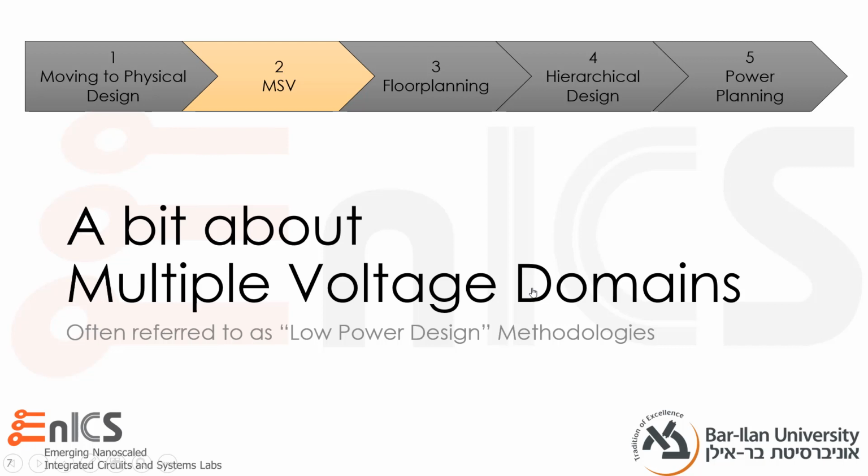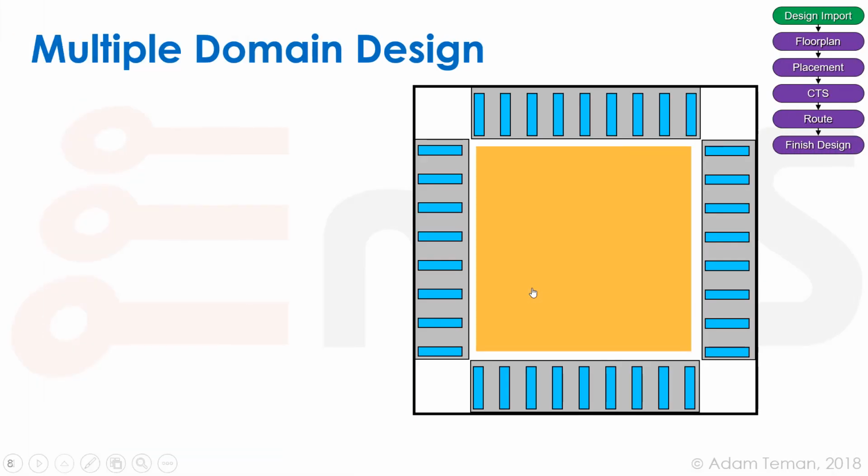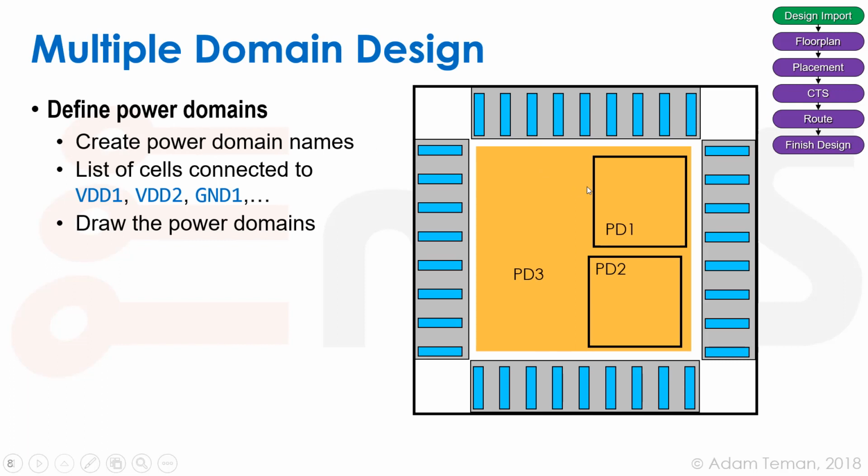So having discussed a bit about this low power design stuff, let's go a bit deeper into multiple voltage domains just to get a feel for it. So we have a multiple domain design. We have this floor plan here, and here's the basic core area, but what we decided to do is make several power domains. So what we should first do is create power domain names and a list of cells connected to them and where they are physically. So this would be power domain 1, power domain 2, power domain 3, and we'd have to tell the tool each and every cell which power domain it's associated with.